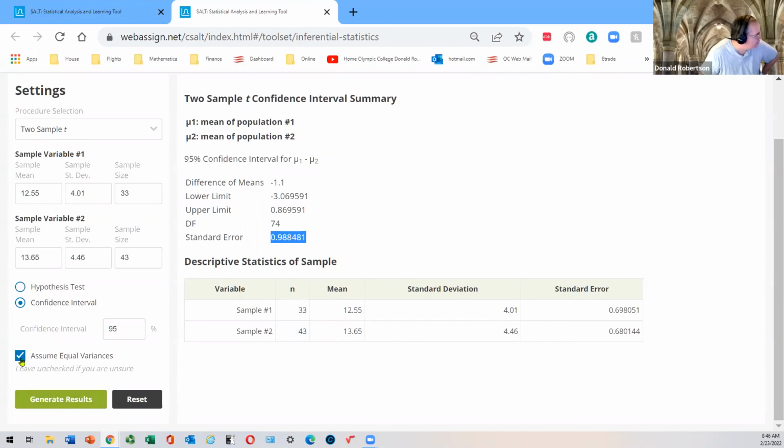Now, if it's not pooled, remember that 0.988, right? Do you see how it's now 0.97? Instead of 0.988, it's 0.974. Do you see there's a tiny difference between the two, if you pool it or you don't. So that was pretty much that. And what would the degrees of freedom be? Well, if you assume equal variance and you generate the results, can you see the degrees of freedom are 74?